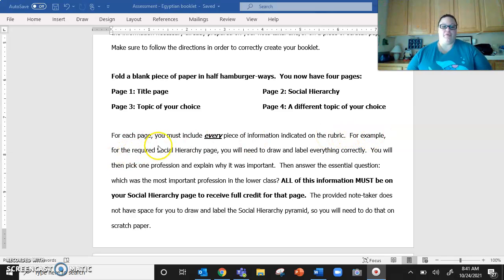For example, the required social hierarchy page, you will need to draw and label everything correctly. You will then pick one profession and explain why it was important. Then you'll answer the essential question, which was the most important profession in the lower class. All of this information must be on your social hierarchy page to receive full credit for that page. The provided note taker does not have space for you to draw and label the social hierarchy pyramid, so you will need to do that on scratch paper. There are a few things you may end up needing to do on scratch paper, either because there's not enough space or there's no space for it to begin with.